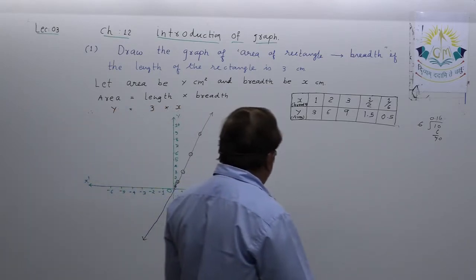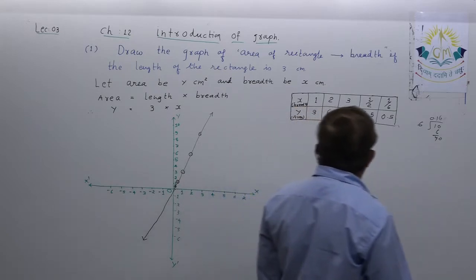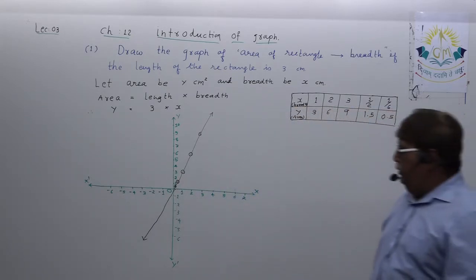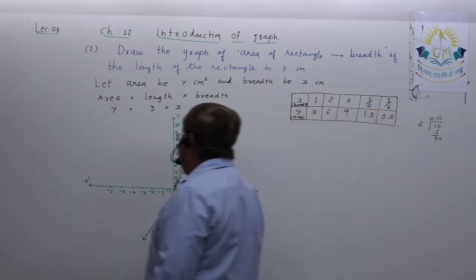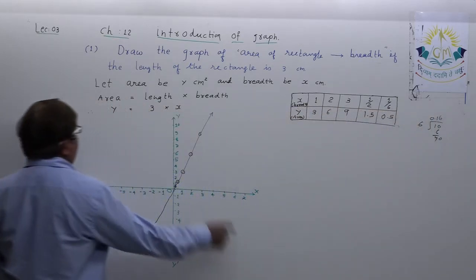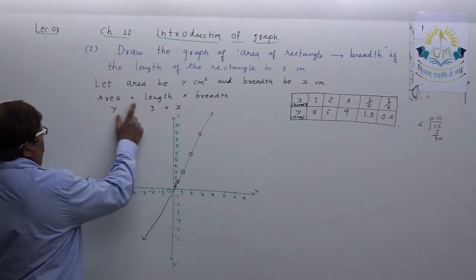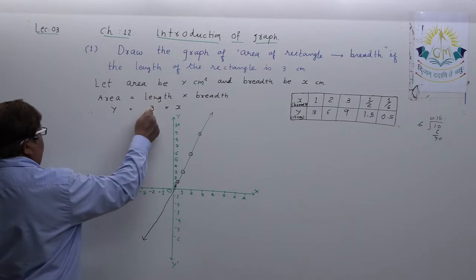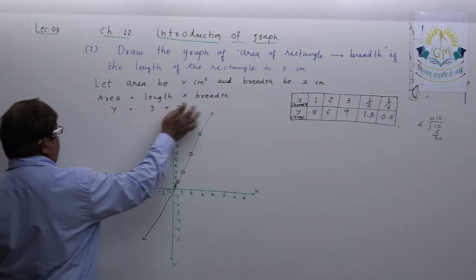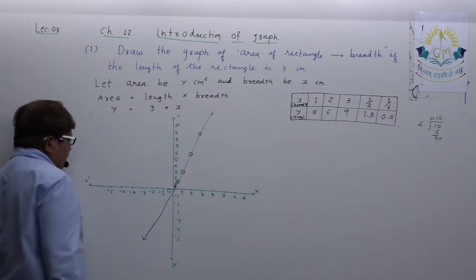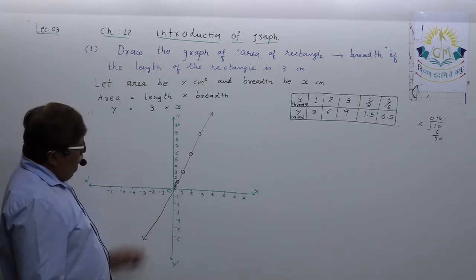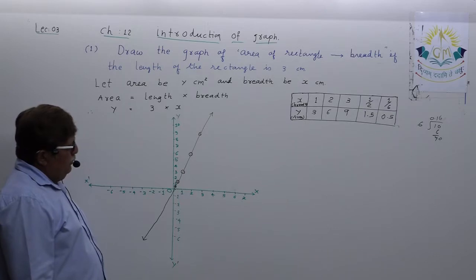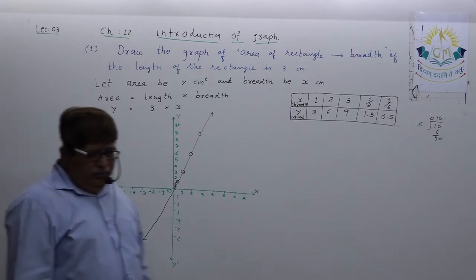Just to verify this. Here the length was given. That's why we utilize the formula area equal to length into breadth. Length 3 we have taken, breadth x. Understand? This is the graph. Is it clear in your mind?